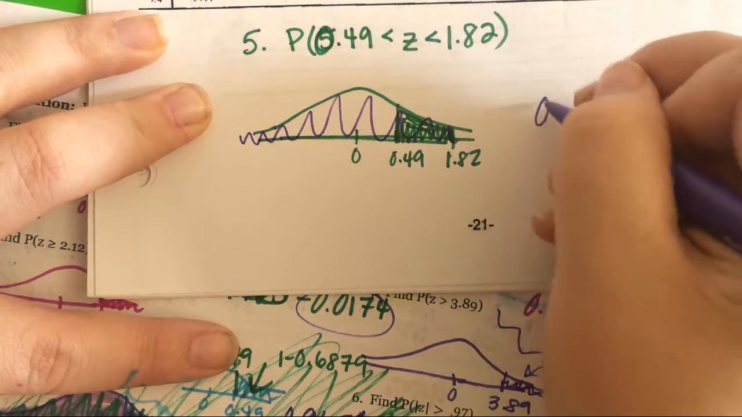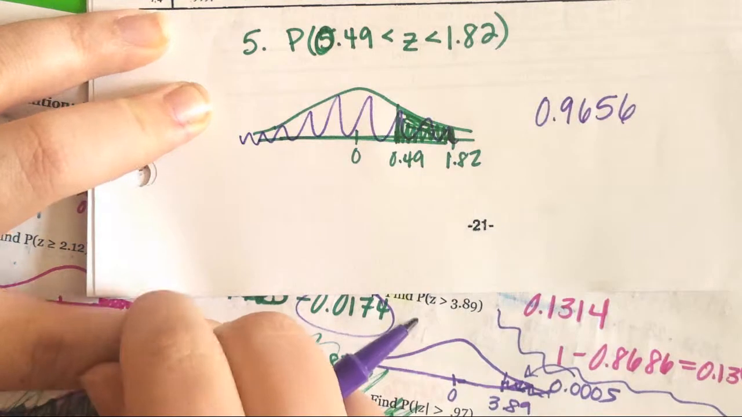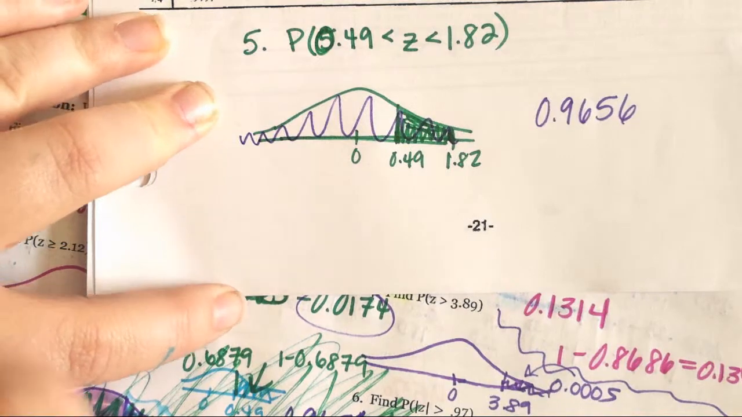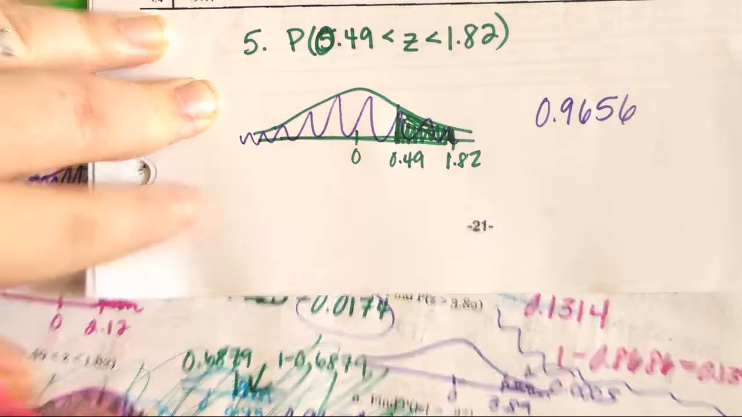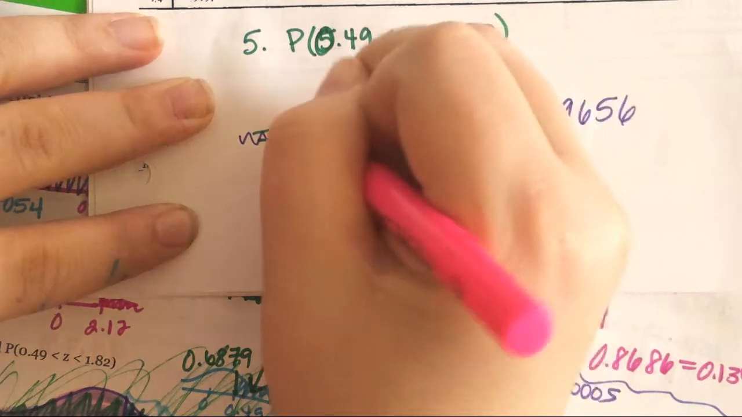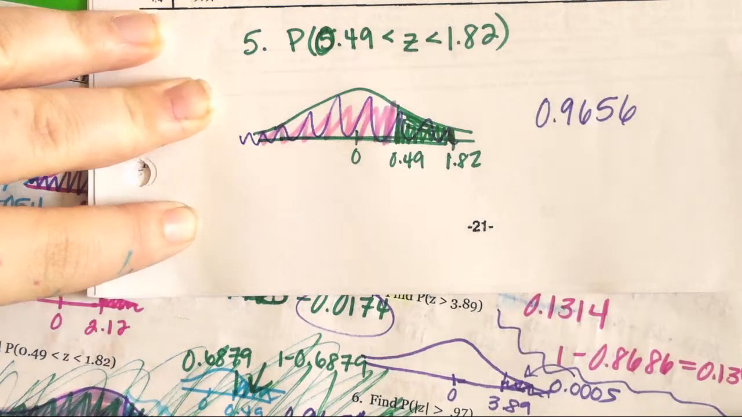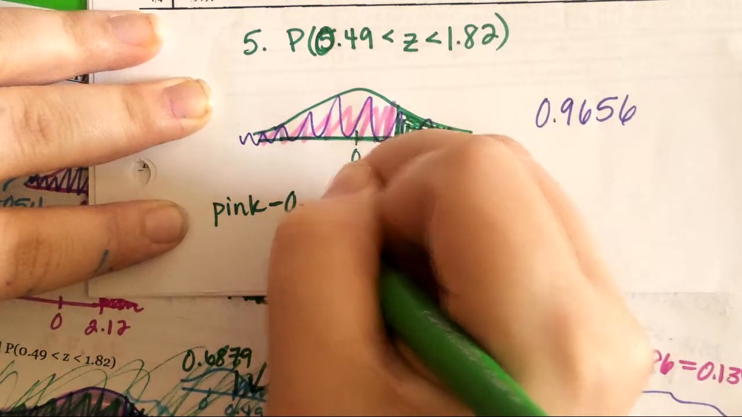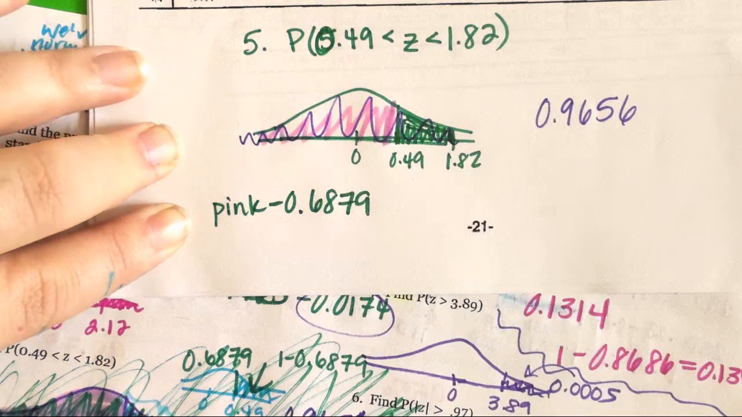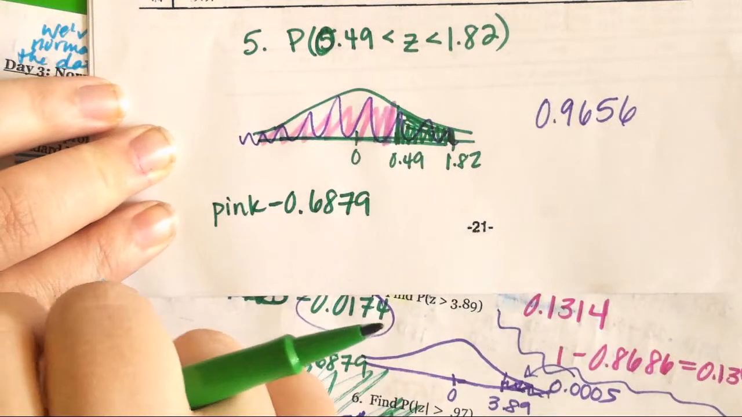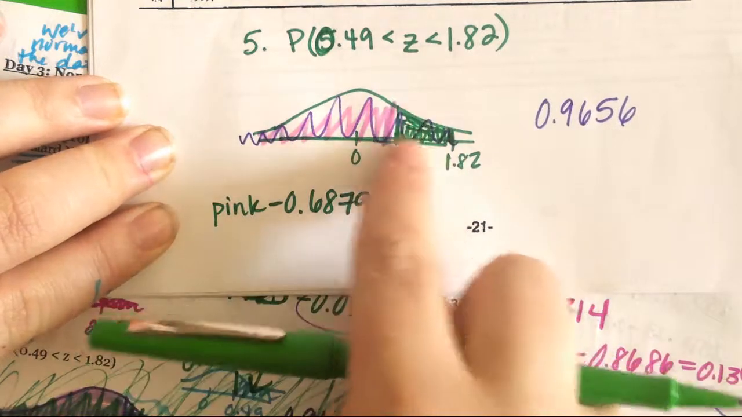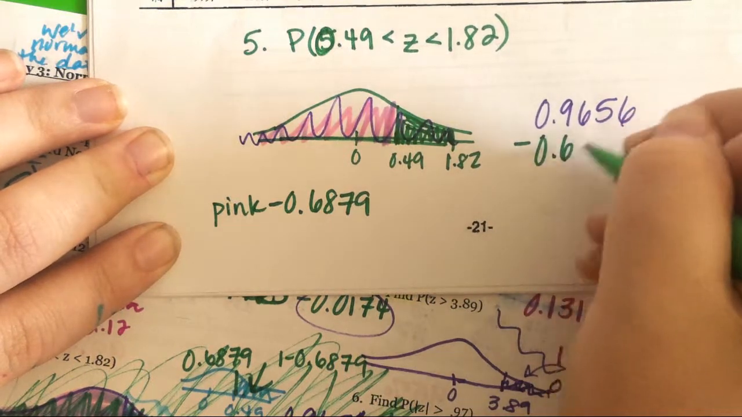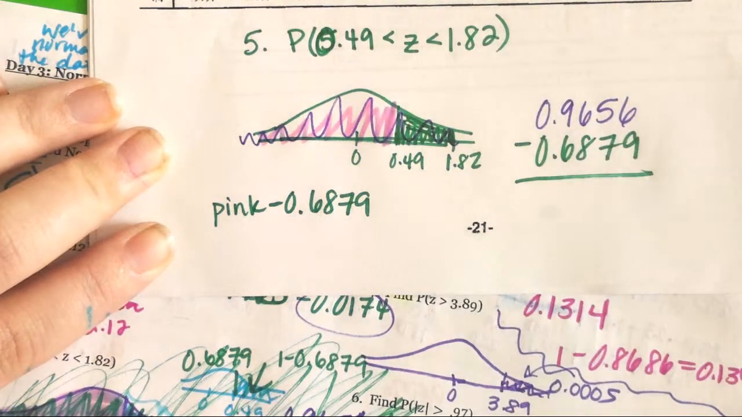And it was the number 0.9656 when we looked at our table. We looked at our table at 1.82, and it was that number. Then we looked at our table for where it was less than 0.49, and for the pink region, we found out it was 0.6879. Now, don't the pink and the purple overlap? But we want to know where they're not overlapping. So why don't I take my number, subtract off the overlap, and I'll have the real answer.